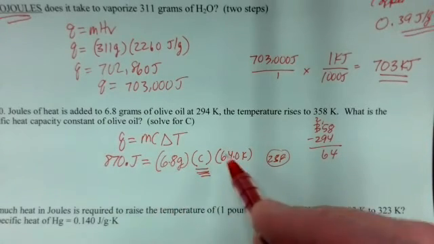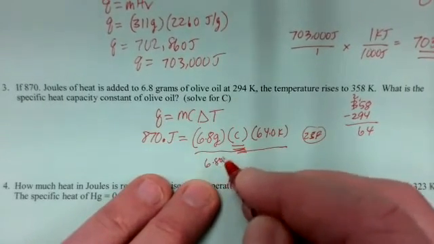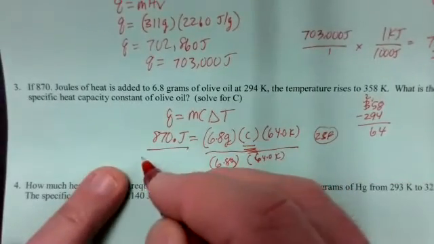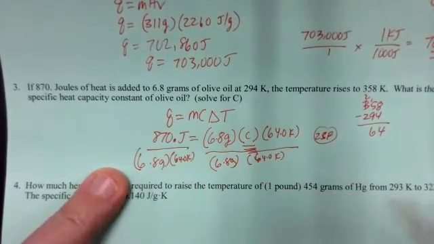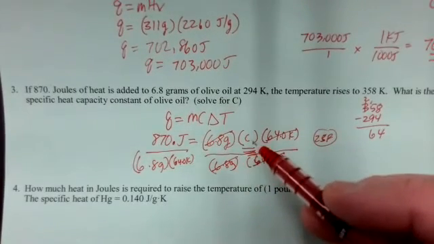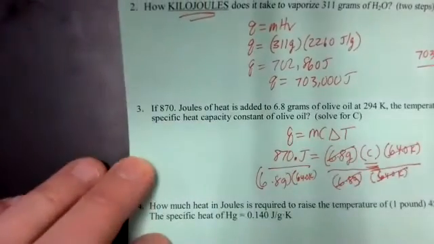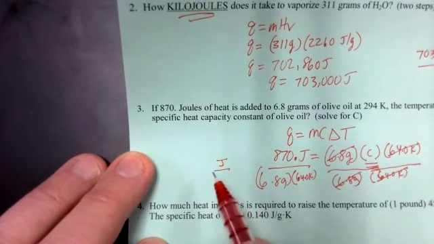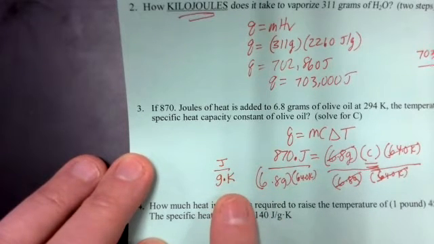Now we got this number here and we got these numbers here. We got to get the C by itself. So we're going to divide both sides by 6.8 grams times 64.0 Kelvin. And we're going to divide this side by 6.8 grams times 64.0 Kelvin. Now, it's a little messy. This cancels, and this cancels. So we have C by itself equal to all of this. So I'm going to move this way so we have some room. The answer is going to have these units, joules on the top, divided by grams times Kelvin, which is the unit that we want.